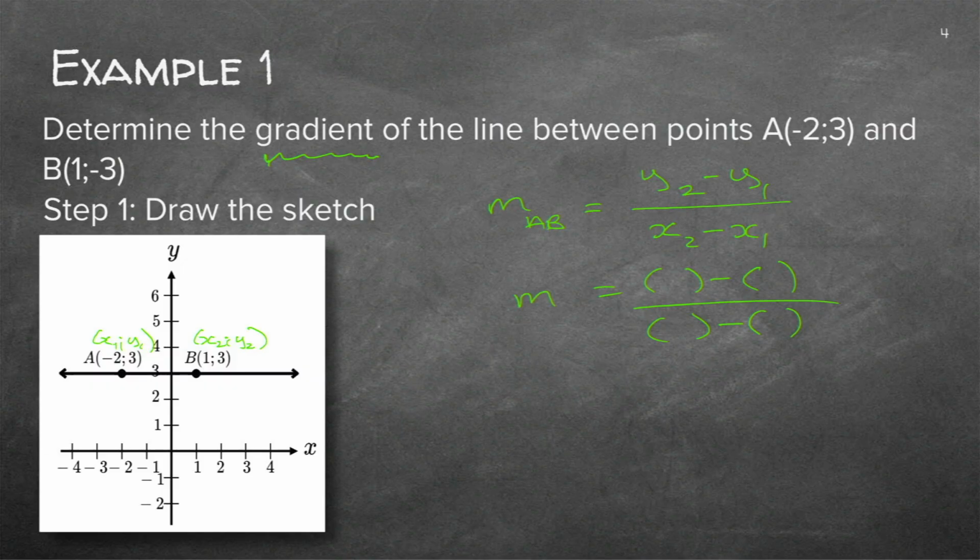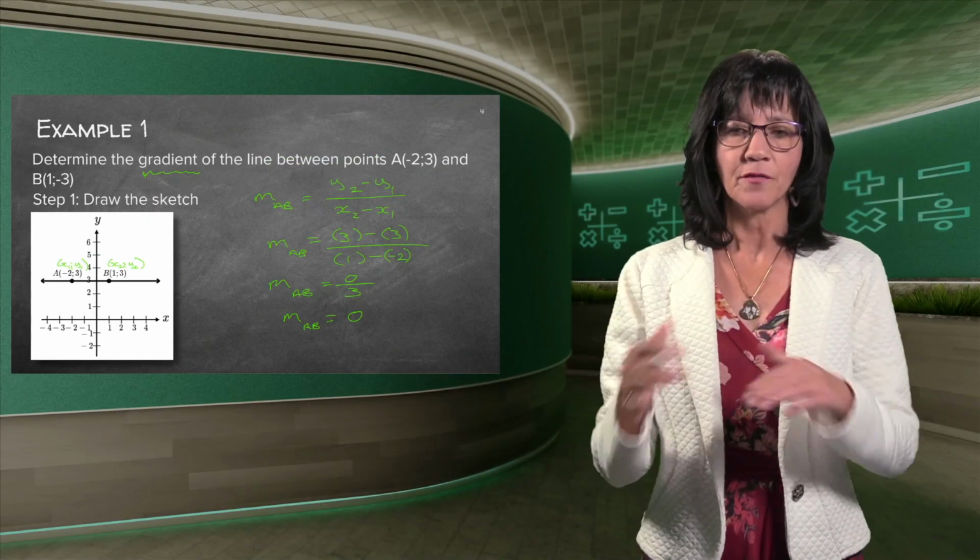I'm still busy with the gradient. My footnote is underneath the line, AB. Good. y2 was 3, y1 was 3. x2 was 1, x1 was minus 2. So if I work this out, gradient of AB, 3 minus 3 is 0, 1 plus 2 is 3. It doesn't even matter what the bottom is. If there's a 0 on the top, I know that my answer is going to be 0 in the end. So the gradient of this AB is 0.